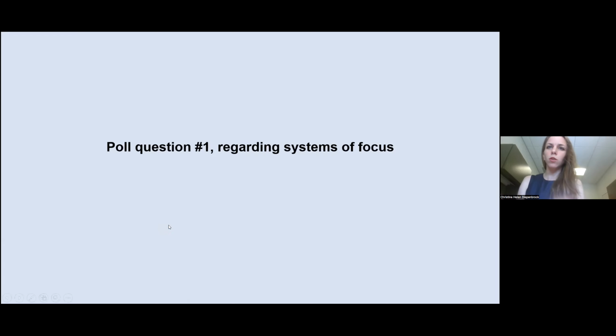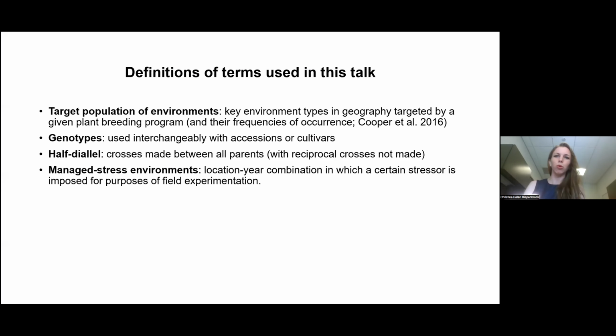We'll continue here. So the first example that I will show is indeed in cereals, but we will discuss other crop types in future portions of this talk. So I thought to define a couple of terms just to ensure that we're kind of on the same page as I use them for the next 20 minutes or so.